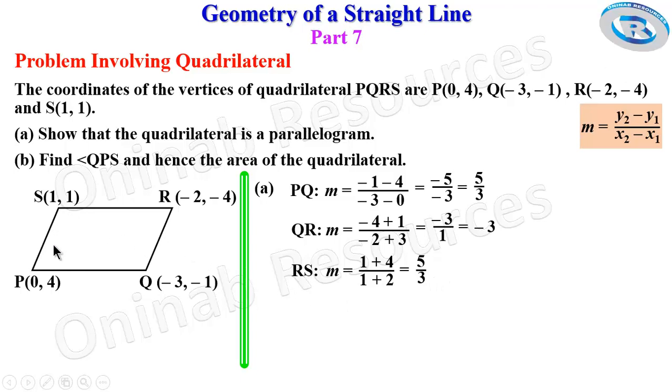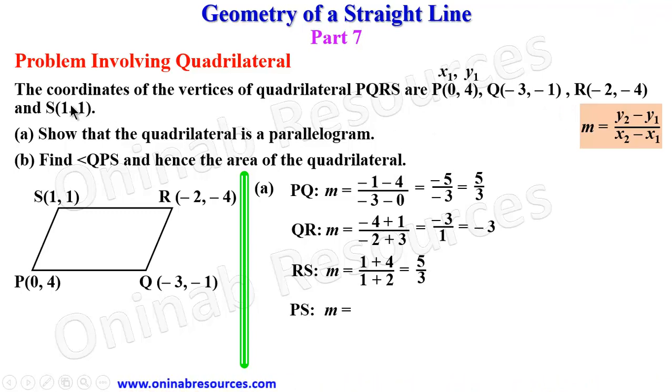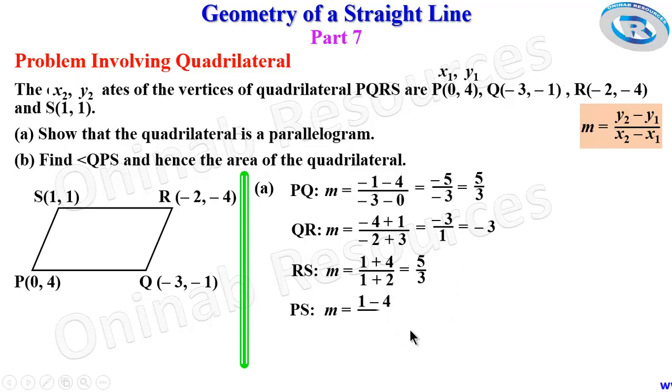We then go for PS. So still calculating the gradient. Our P is going to be x1, y1, and our S gives x2, y2. So y2 is 1 minus 4, over x2, which is 1 minus 0. So this is giving us negative 3 over 1, and then that gives negative 3. So we've gotten all the gradients for all the lines.